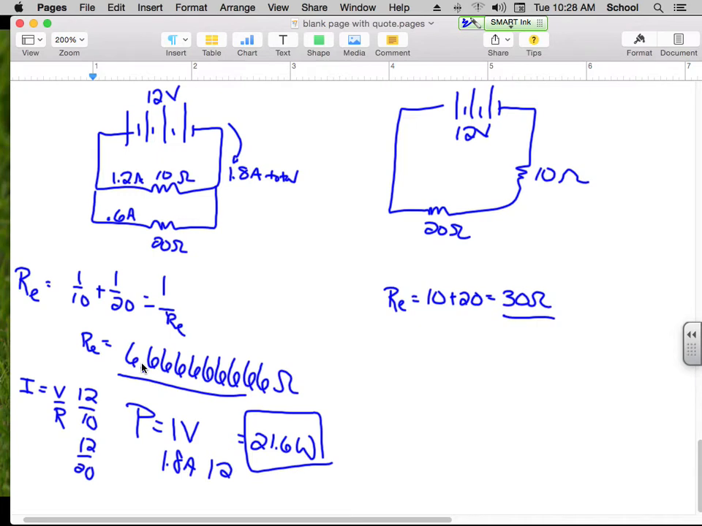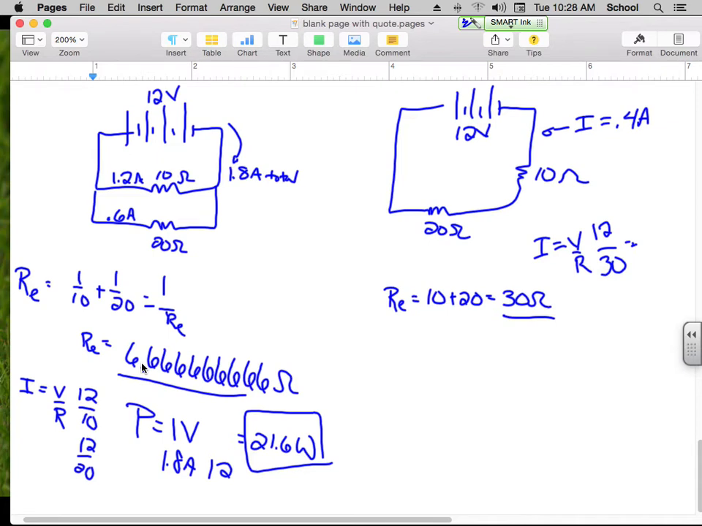Okay, anyway, I here is still going to be V over R, so we're going to have our 12 over the total of 30, because there's only one pathway, so we have only one current possible. So 12 over 30 gives me 0.4. So up here I have the current of 0.4 amps.